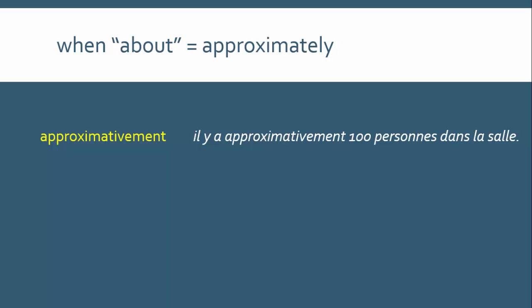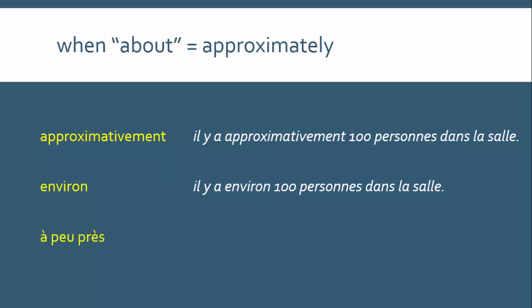But this is very long, and personally I really don't like long adverbs. Approximativement is way too many syllables for my liking. And remember, in French, the more you can shorten things, the better. So you probably won't hear people say this very much. It's very much sort of a written thing, in the same way that approximately is quite formal in English. Instead, you could use environ. Okay, so il y a environ 100 personnes dans la salle, much shorter, much nicer.